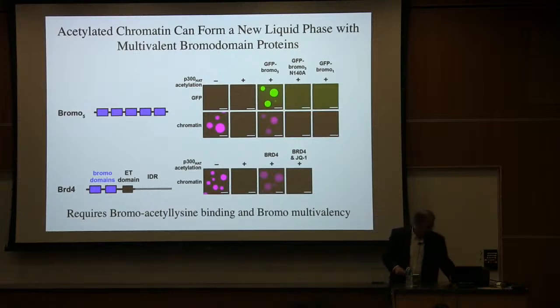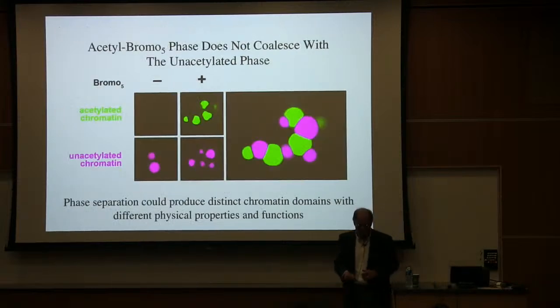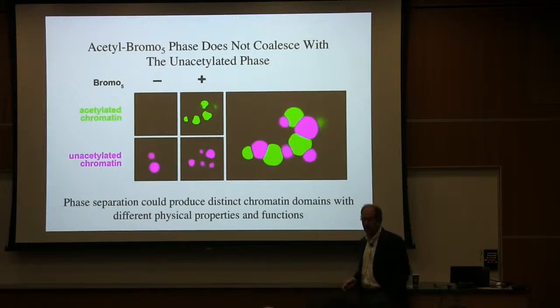Now, the last piece of data I want to show you is what we call our chromatin caterpillar. We did an experiment that I really honestly did not think was going to yield something this interesting. But we asked, what if we start with both acetylated chromatin and unacetylated chromatin? So this is a single tube that has both in it. The unacetylated chromatin assembles into droplets. The acetylated chromatin does not. It's uniformly distributed.